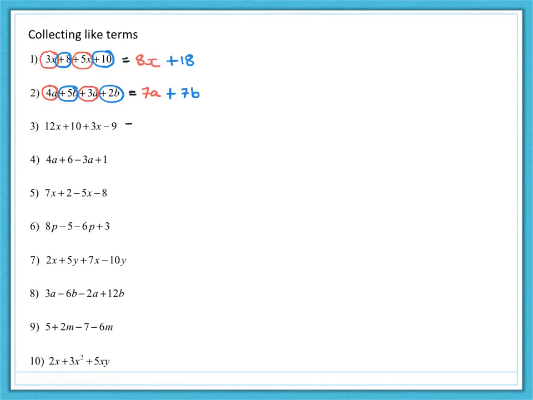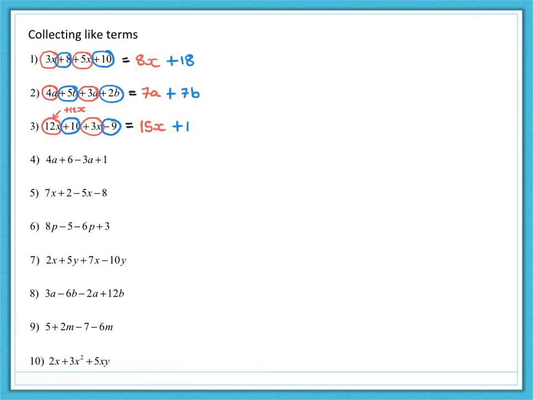Now, question 3, we start to include negative numbers in our work, so we have to be careful. Here is a 12x, and note, because there's no sign in front of it, it does actually mean it's a positive 12x there, and a positive 3x. And then we have a positive 10, but a negative 9. Now, 12x plus 3x, the red circled terms, give us 15x. 10 minus 9 gives us a positive 1.